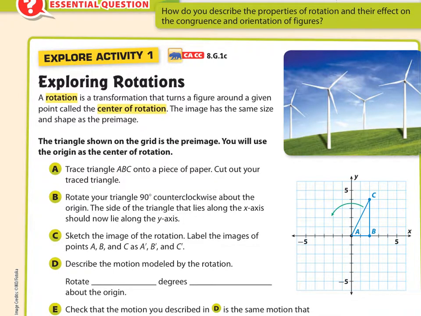So the key word here is that rotation means that it's turning. The center of rotation, think of like the sun is the center of our solar system, and we're going to be turning around that center. The center is like what stays still, stationary, and everything else moves around it.